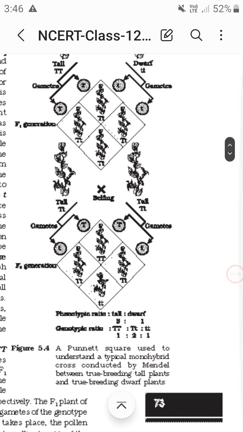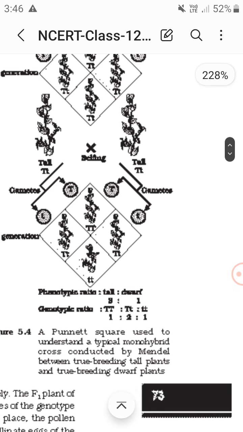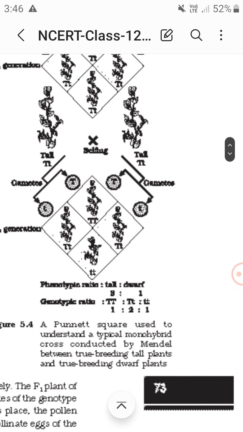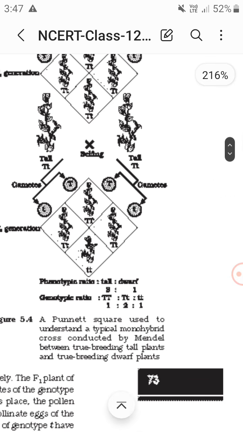The result of the monohybrid cross: the phenotypic ratio is tall to dwarf, that is 3:1. The genotypic ratio is 1:2:1, capital T capital T, capital T small t, small t small t, right?